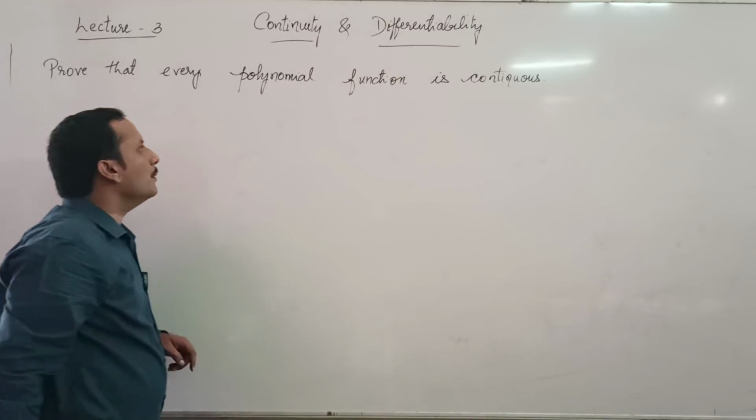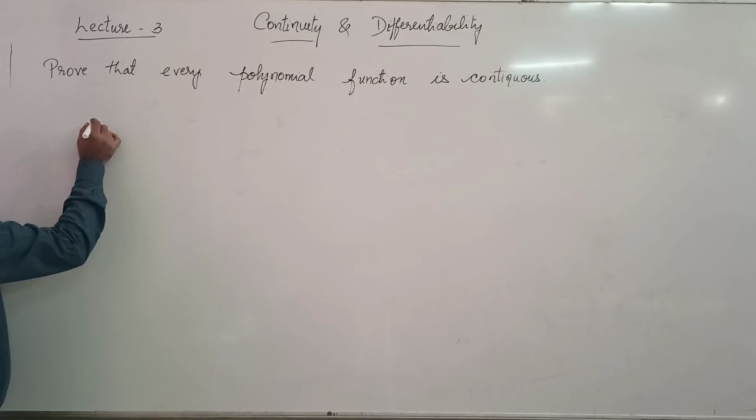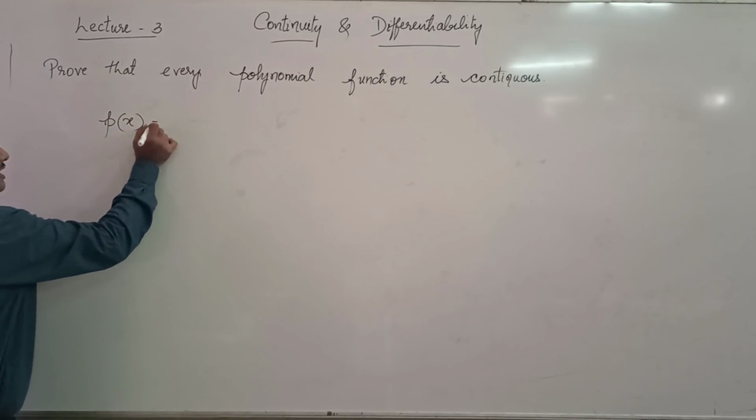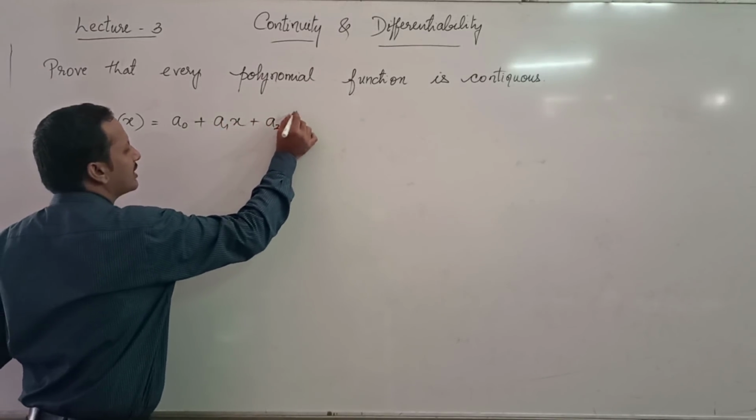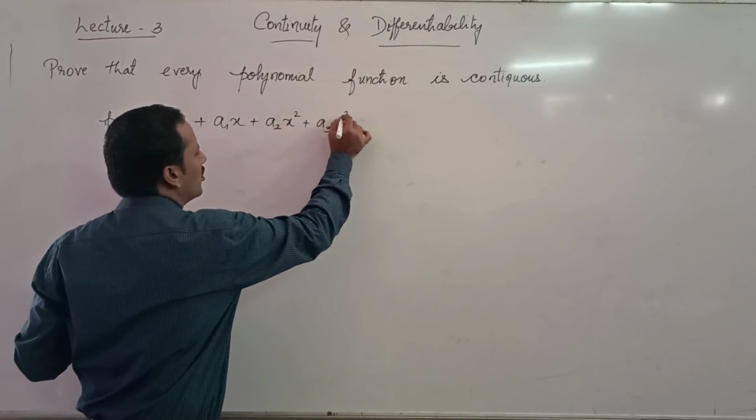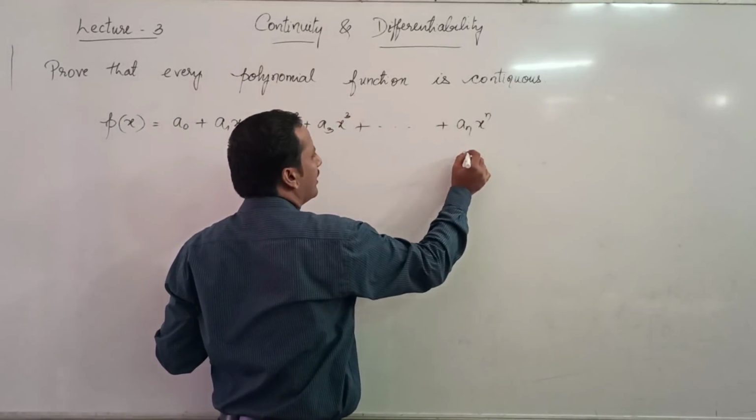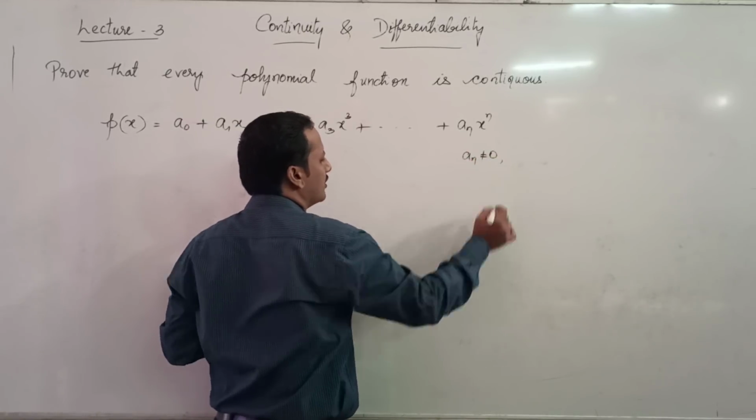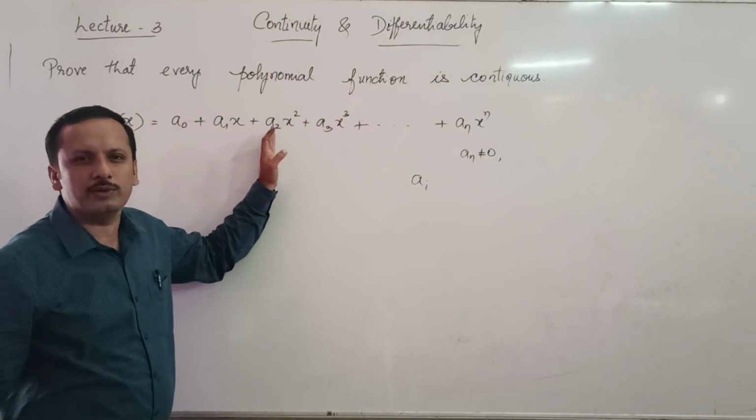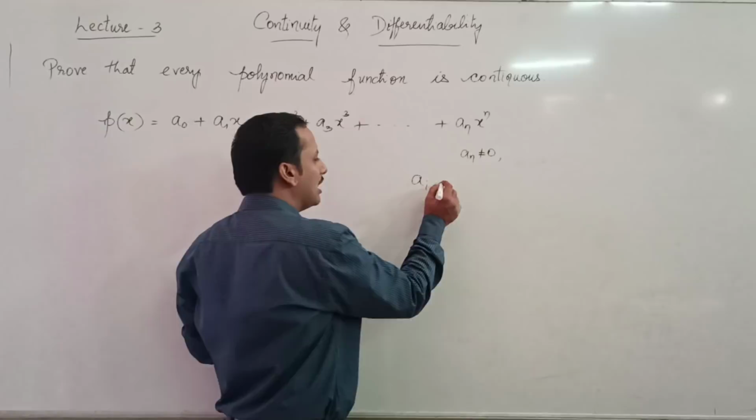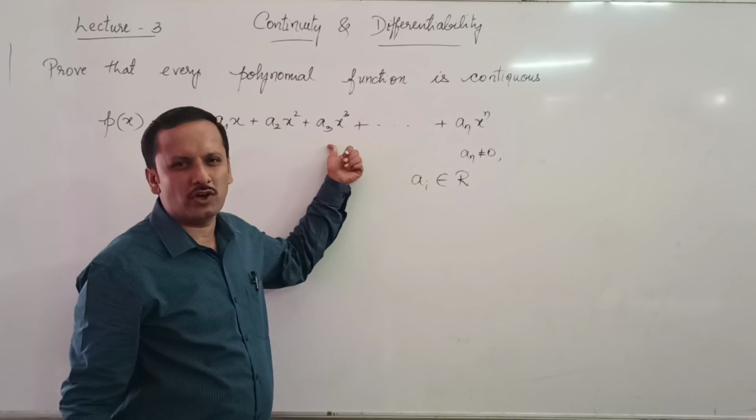Okay. So now let us say what is a polynomial function. A polynomial function, a function p of x is equal to a0 plus a1x plus a2x square plus a3x cube, etc. till an x power n, where an not equal to 0, and all of these a0, a1, a2, a3, etc. till an, they are all real numbers, so I can call it as ai belongs to R. This is a polynomial function.